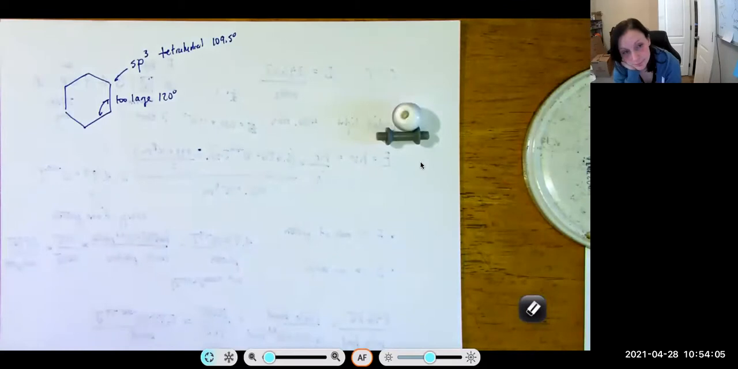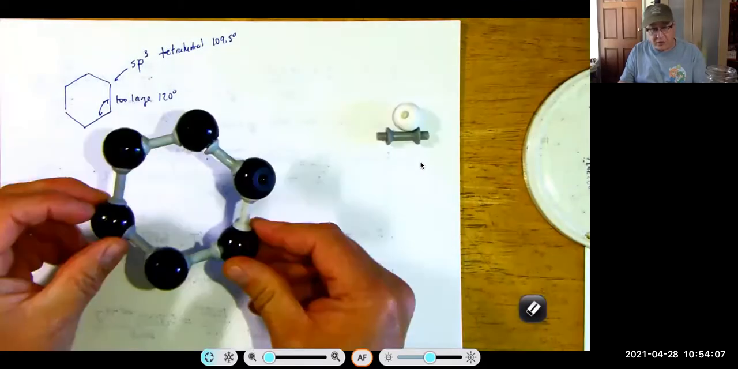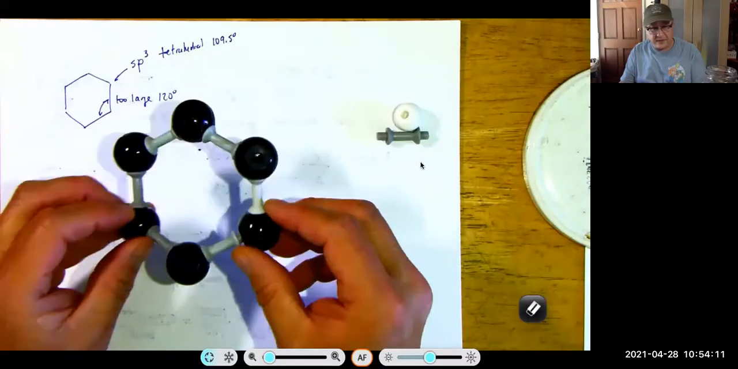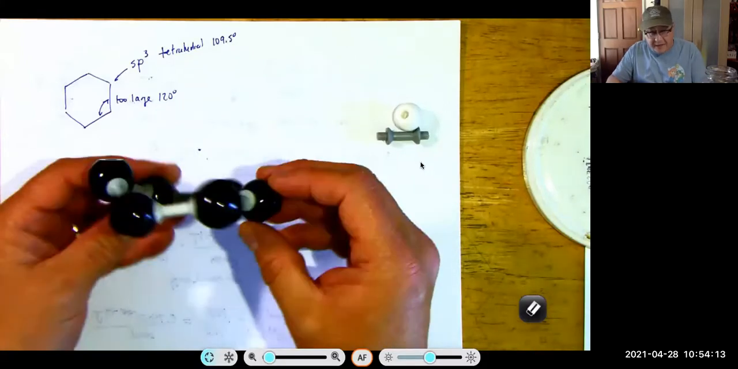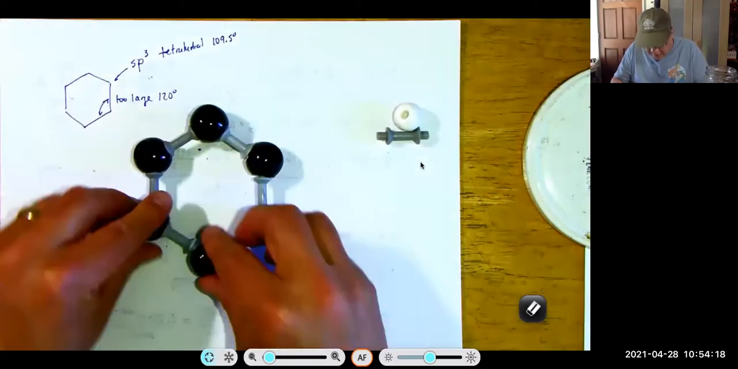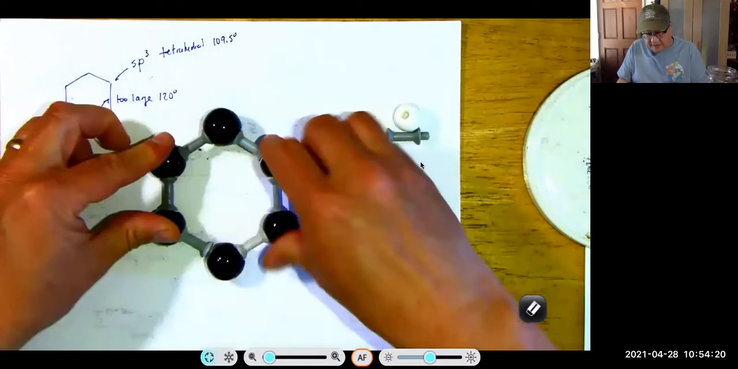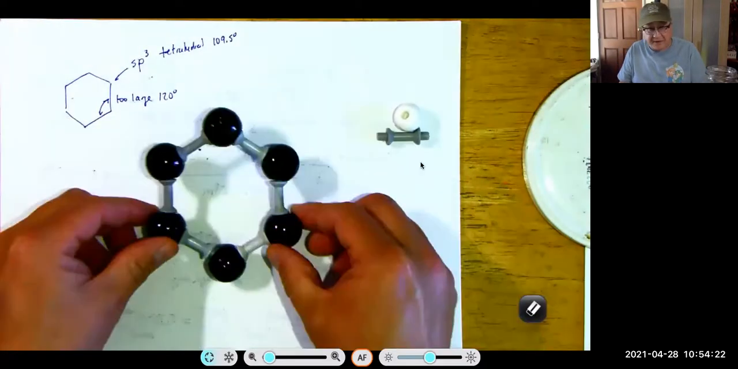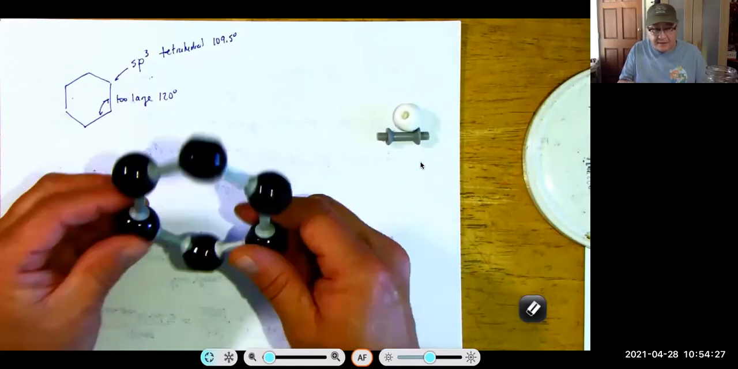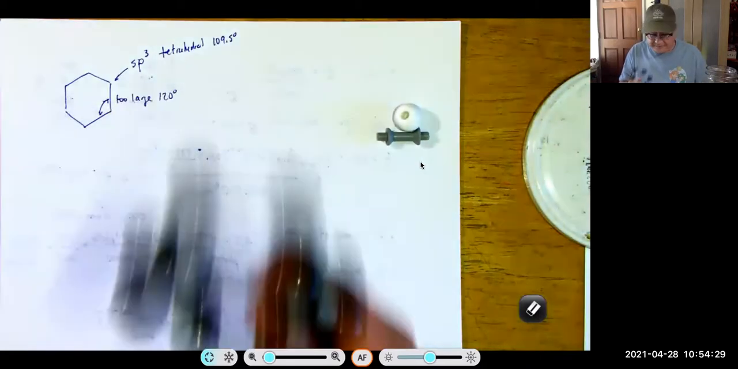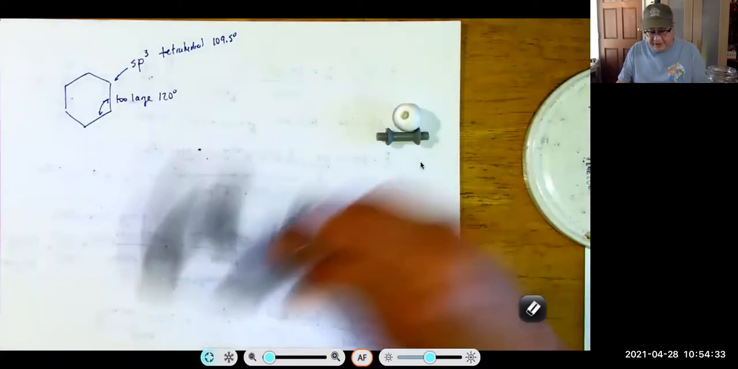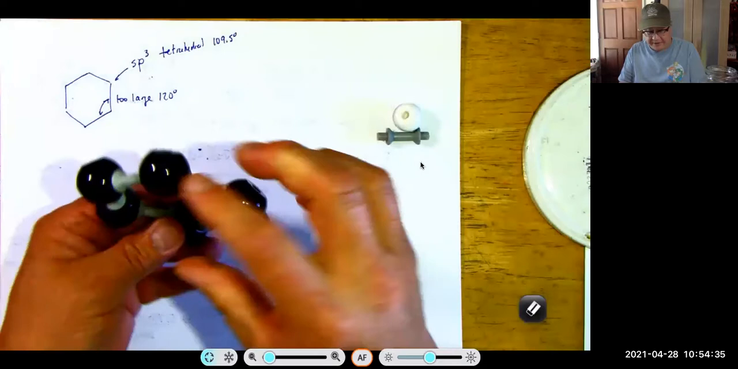Okay, so here's my 6 carbons. And when you look at it, you can see that it's kind of puckered, right? I'm going to flatten it out now. So I'm pressing down on all of the carbons so it's nice and flat. And now when I hold it up, you're going to see it's flat, right? Now, if this is going to be stable, that means when I shake it, it should stay flat. And when I shake it, you can see that it's starting to pucker right there. You see that?